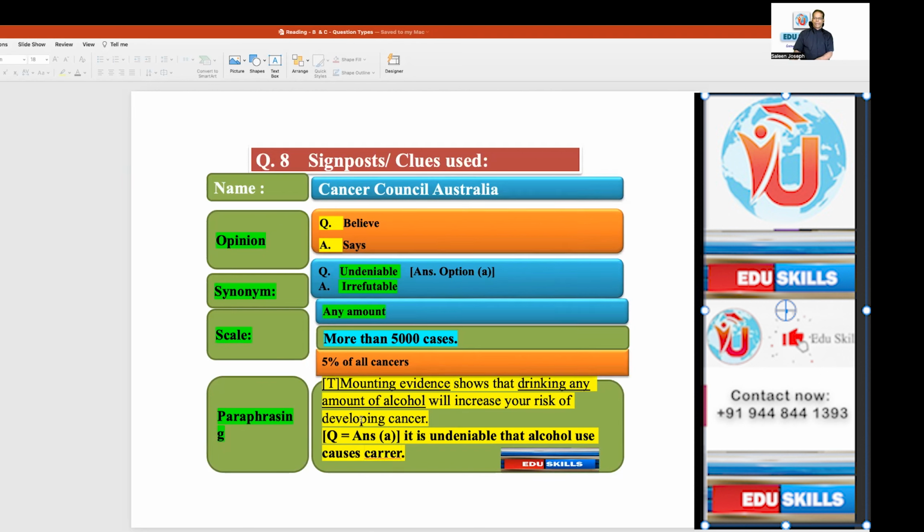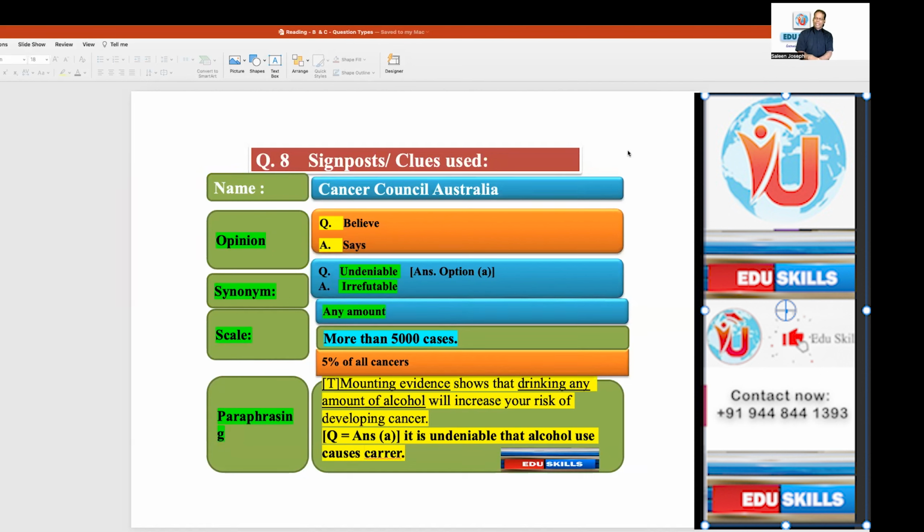Paraphrasing is there. Like mounting evidence shows that drinking any amount of alcohol will increase your risk of developing cancer. Answer statement says it is undeniable that alcohol use causes cancer. Again, it is paraphrasing. These statements, that's what I said. You see, again, here paraphrasing is there. Everywhere you can find paraphrasing. That's why some of them find it very hard. Some of the exams will usually have a good deal of paraphrasing, and students really cry after the exam saying it is full of paraphrasing, I could not manage.